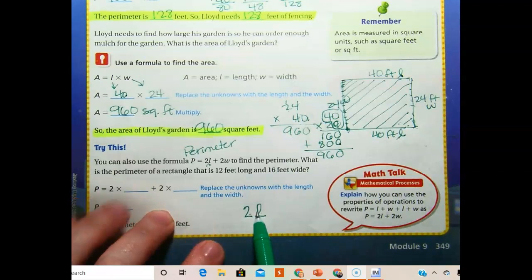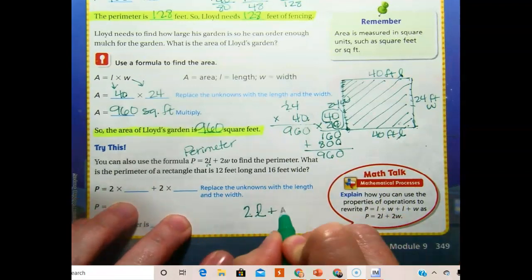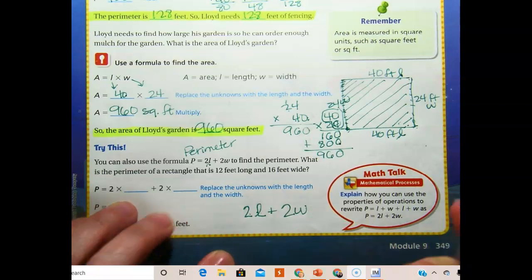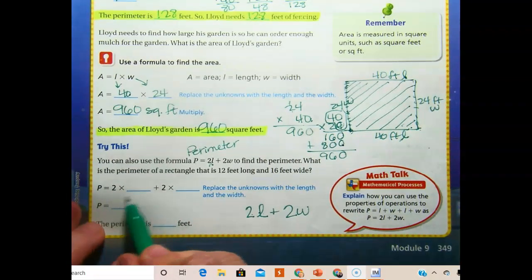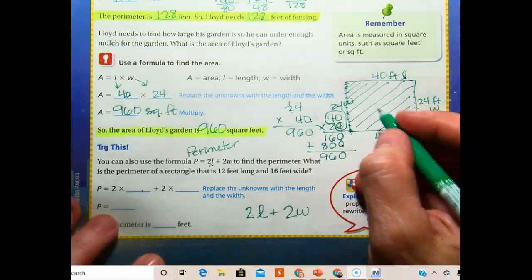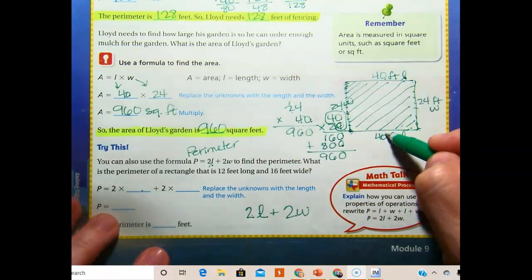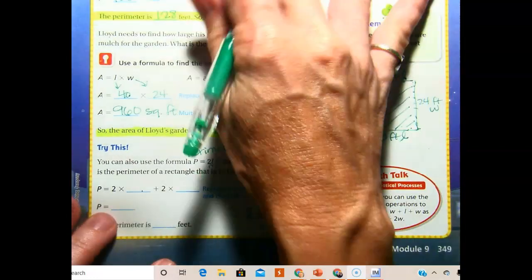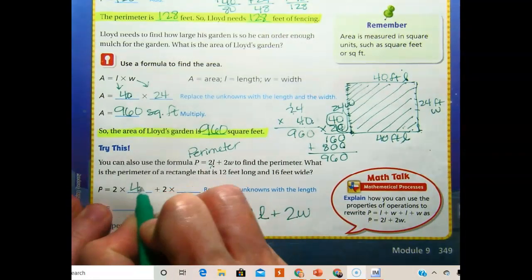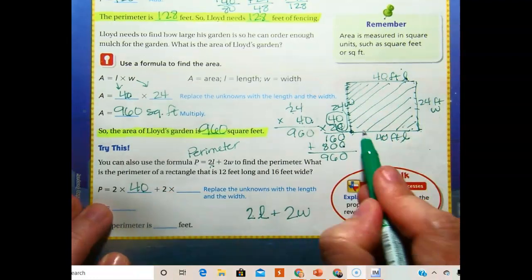So this would be 2 times length plus 2 times the width, 2 groups of width. And isn't that what we did? Okay, and that's what they're showing long ways out here. 2 groups of L would be 40 and 40. And isn't that what we did when we added those together in perimeter up at the top? Okay, so it'd be 2 groups of 40. That's what this plus this is.